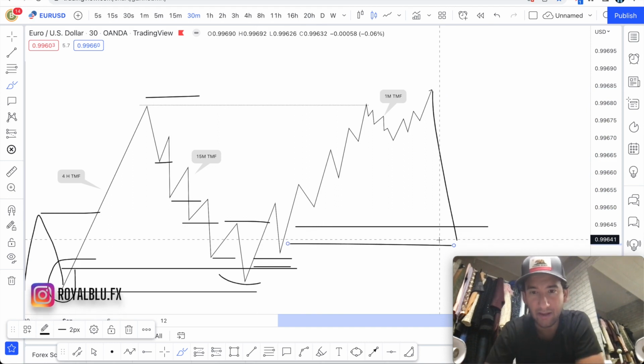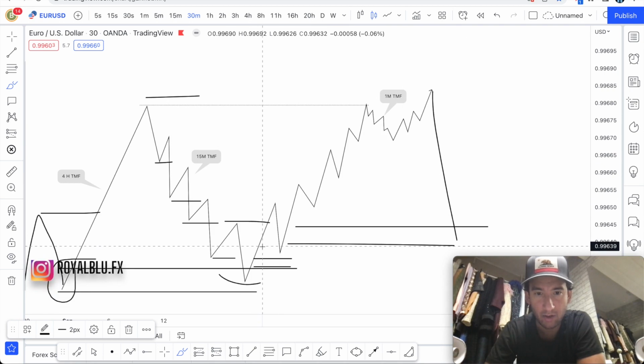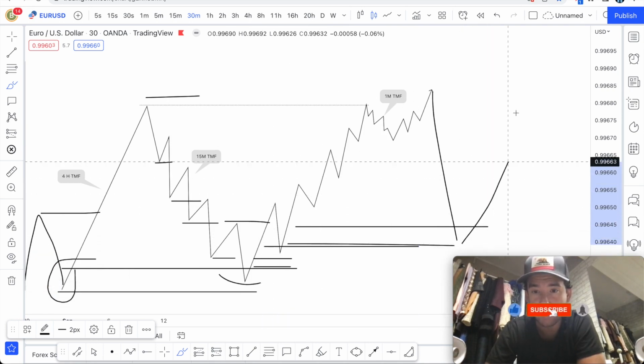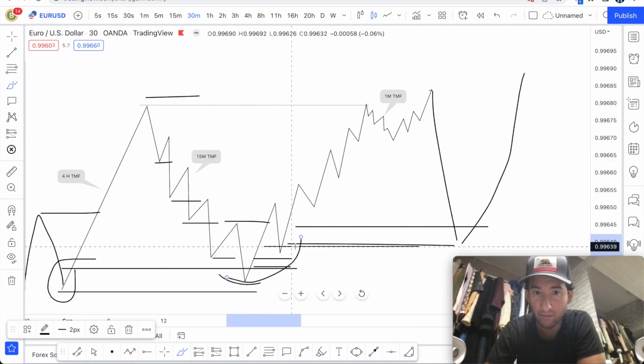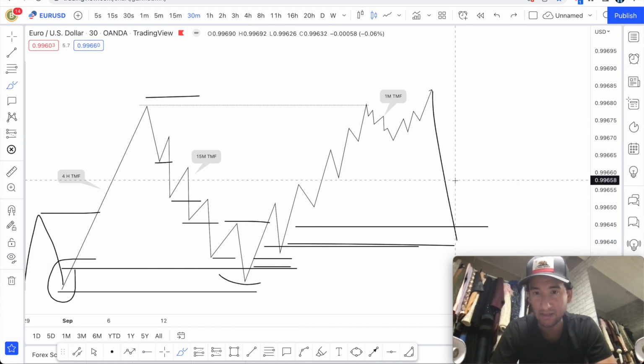And so theoretically speaking here, if the 4 hour retraced all the way down here to the area where it's unmitigated, in theory, prices should push bullish here, because this is essentially the last previous low, the 4 hour low. But let's look at this now.